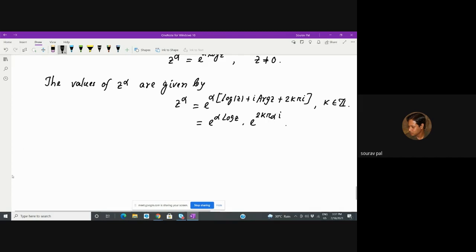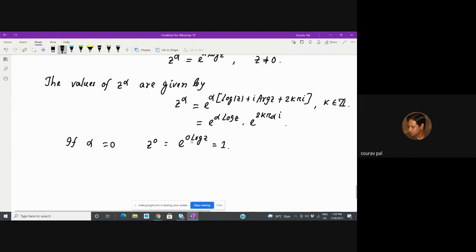Now the point is, when alpha is an integer, for example if alpha is 0, then z to the alpha is just e to the alpha log z, and it is single valued. What is that? That is just 1.